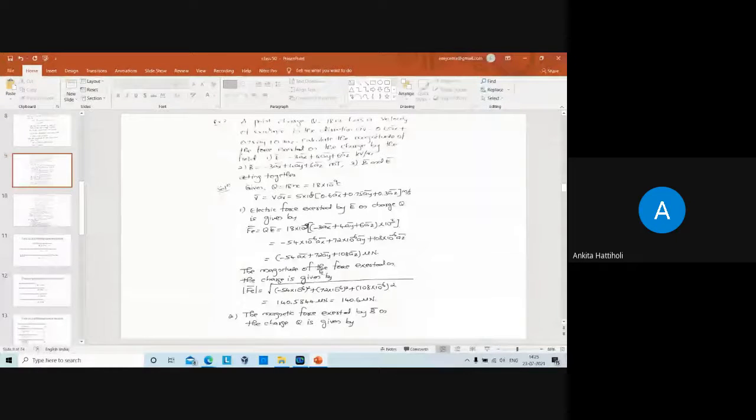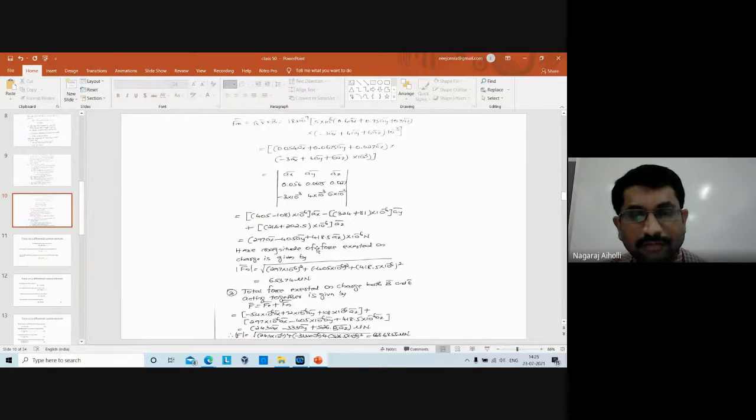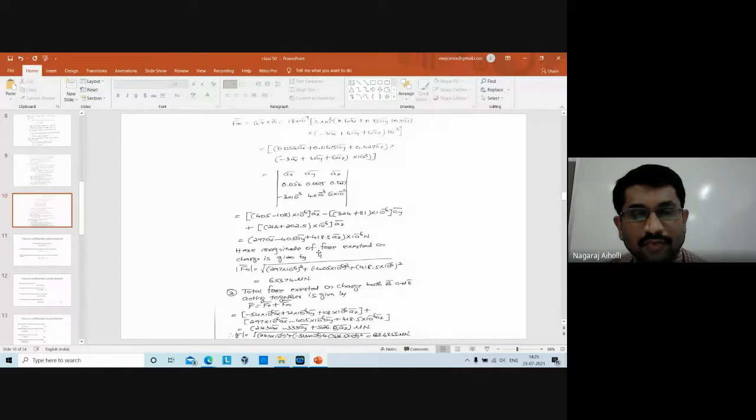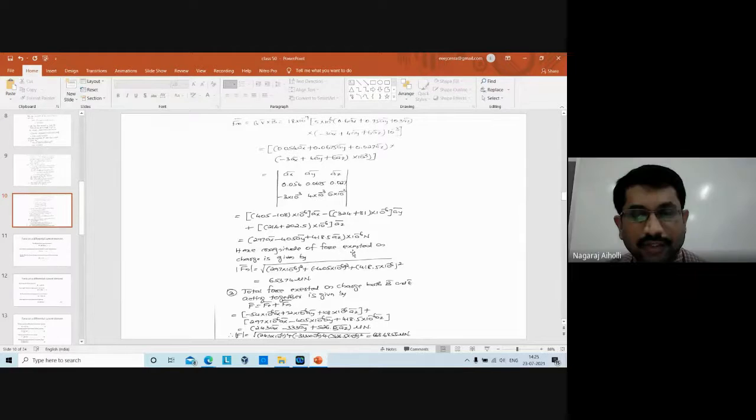Yes, 2.79 into 10 raised to minus 4, minus 4.05 into 10 raised to minus 4, very good. And 4.18 into 10 raised to minus 4. Yes, minus 4, correct. You are right. That is in the vector form.